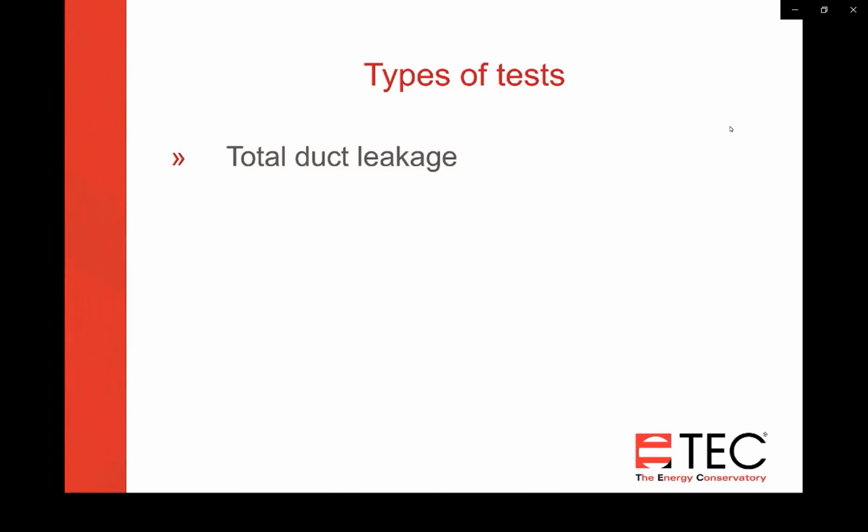So the type of tests you can do on HVAC systems: total duct leakage, which measures all the duct leakage in the whole duct system. Duct leakage to outside: if there's ductwork outside the envelope, doing a duct leakage to outside test will isolate just the leaks to the outside, and we'll talk a little bit more about that. That does require having both a blower door and a duct blaster to do that test. So you'll have both of them running at the same time to isolate the duct leaks to the outside.